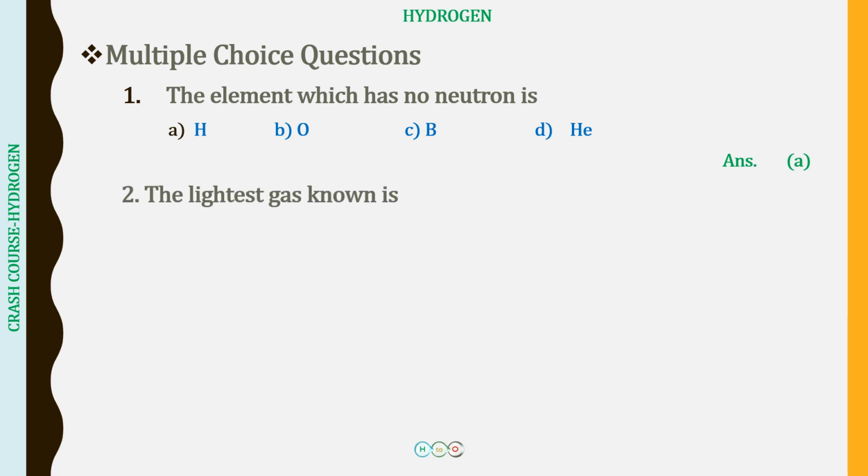The second question is: the lightest gas known to us is fluorine, hydrogen, neon or helium. Again, hydrogen has mass number 1. This is the lightest element known to us because a mass number of 1 is the least mass number we have for any element. So hydrogen is going to be the lightest element, and because hydrogen on earth exists in the form of H2, that is dihydrogen, this is the lightest gas that we have. So the correct choice is going to be B.